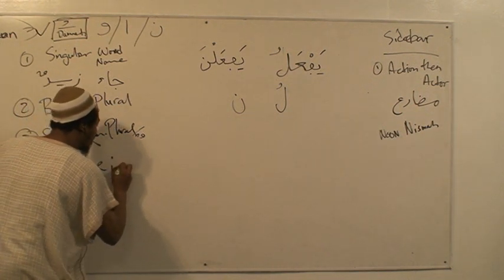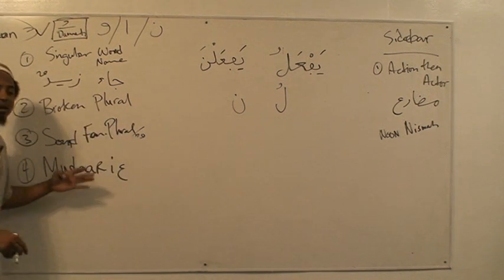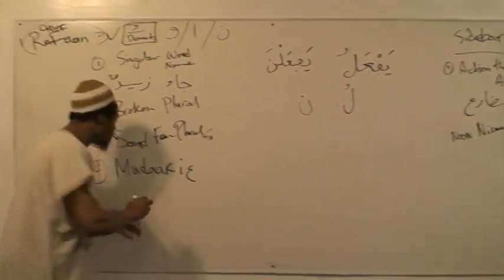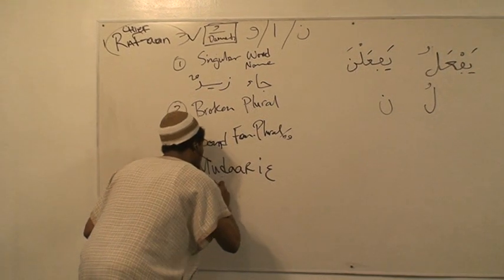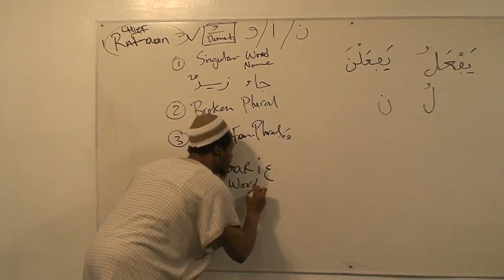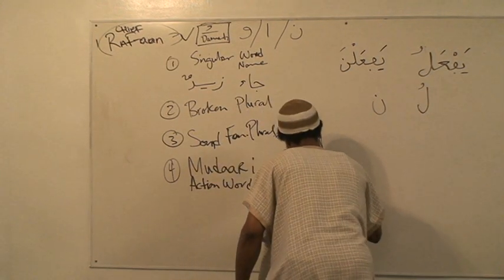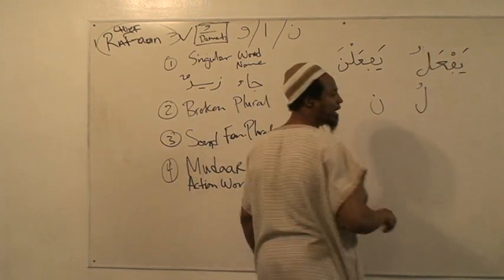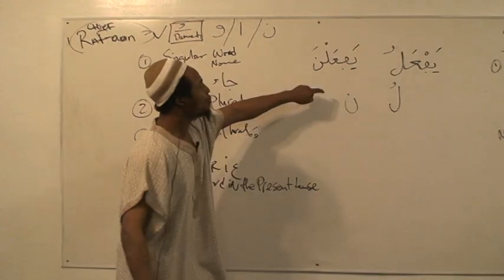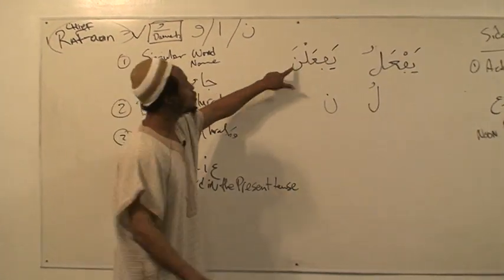Mudari'. And the mudari' is that action word that's in the present tense, present going into the future. So we call that يفعلنا. This is the noon of niswa.